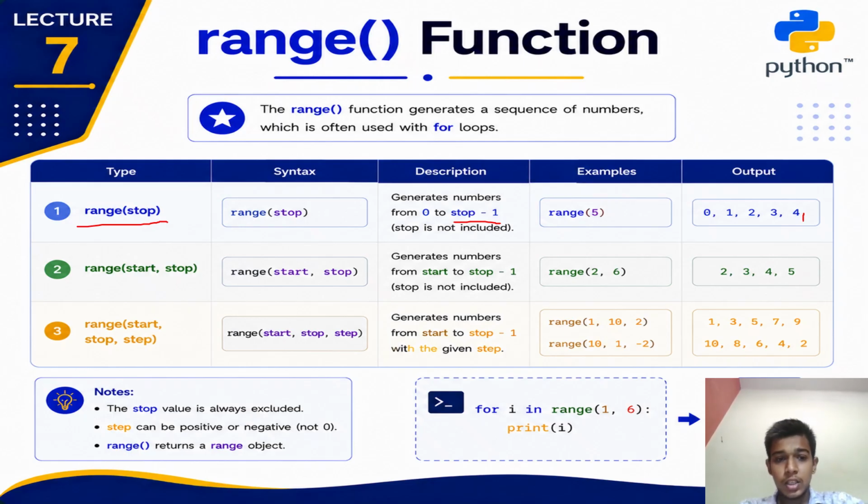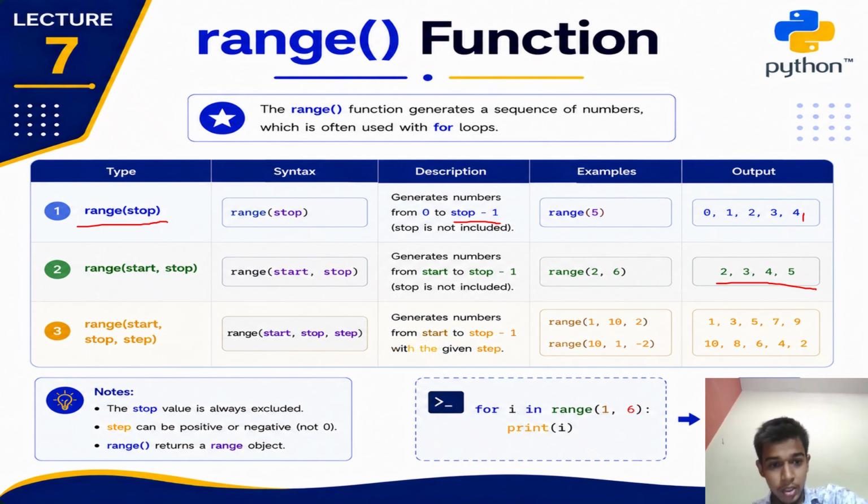Now second, range(start, stop). It is the second form. Here we can choose both the starting and the ending values. For example, range(2, 6) means the range will start from 2 and end at 6 minus 1. Again, 6 is not included. So the output will be 2, 3, 4, 5. This is useful when we don't want to start or continue from 0.